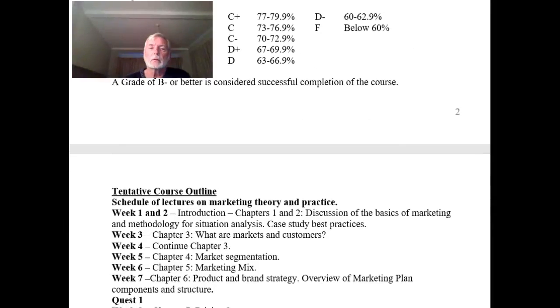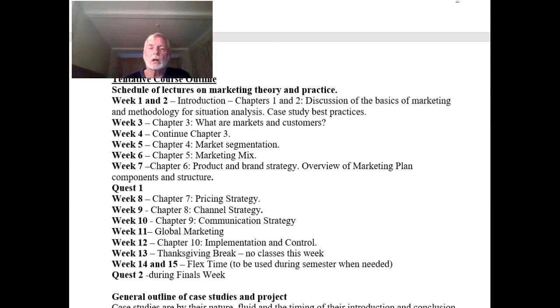completing the course successfully. I've provided a tentative course outline. This is the schedule of lectures. And the way I run this course, each week you will get lectures and assignments on Sunday night. You may get them a little earlier, but they'll definitely be available to you on Sunday night. And those assignments and lectures need to be completed by you by the next Saturday. And that's going to be the pattern all the way through.